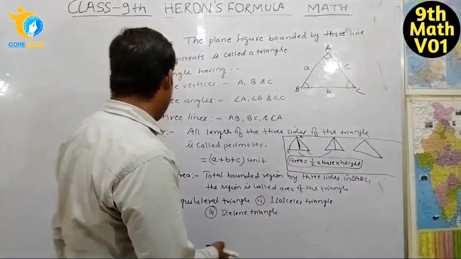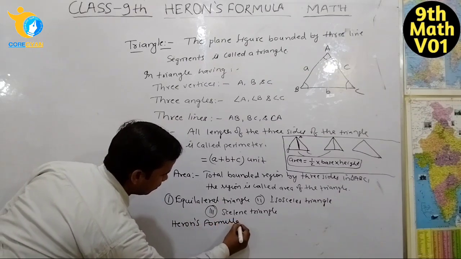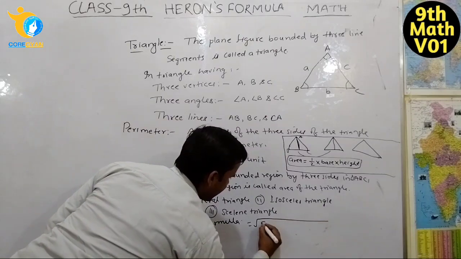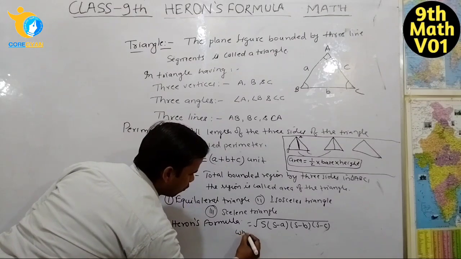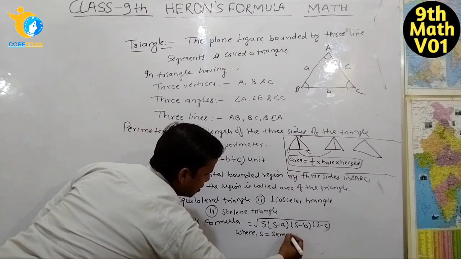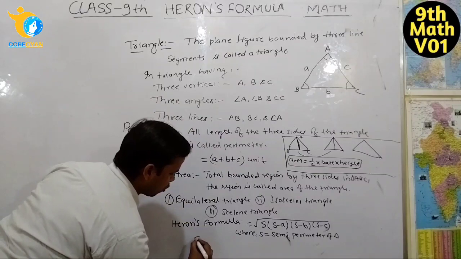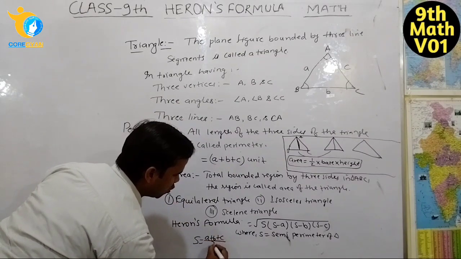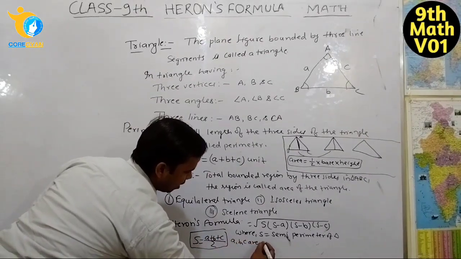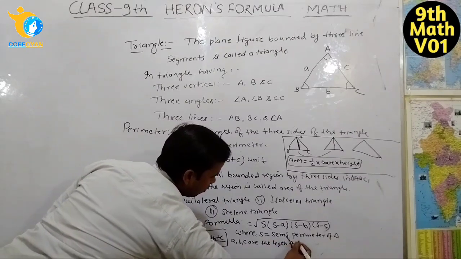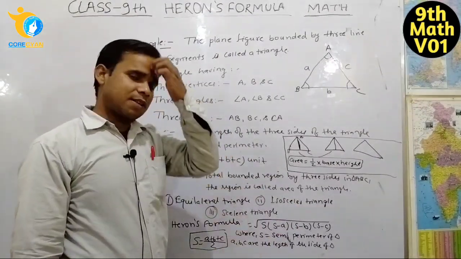So what is Heron's formula? Heron's formula is root under S into S minus a into S minus b into S minus c, where S is the semi-perimeter of the triangle, and S is equal to a plus b plus c upon 2, and a, b, c are the lengths of the sides of the given triangle. So this is Heron's formula.